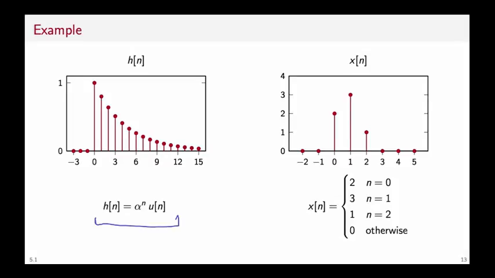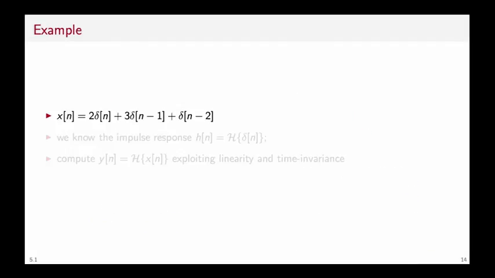Now we want to use the same filter to filter an arbitrary sequence x of n that in this example is simply a 3-point sequence that is equal to 2 for n equal to 0, is equal to 3 for n equal to 1, and is equal to 1 for n equal to 2, and is 0 everywhere else. So we can always write our sequence as a linear combination of delayed delta functions. So in particular, for our example, x of n is equal to 2 times delta of n plus 3 times delta of n minus 1 plus delta of n minus 2.